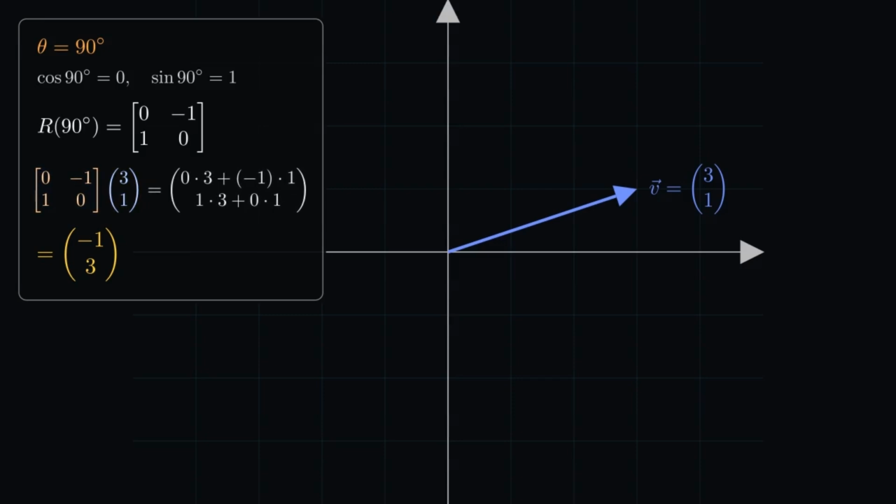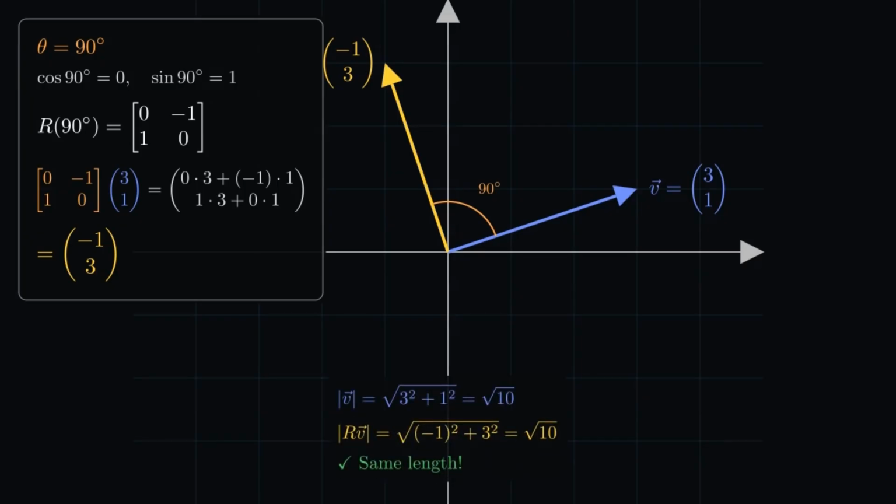Multiply the matrix by our vector. 0 times 3 plus negative 1 times 1 gives negative 1. 1 times 3 plus 0 times 1 gives 3. The result is (-1, 3). Watch the geometry. The vector swings exactly 90 degrees counterclockwise. Its length stays the same, only its direction changes. That is the hallmark of a rotation. We can verify. The original length is the square root of 3 squared plus 1 squared, which is root 10. The rotated vector, the square root of negative 1 squared plus 3 squared, is also root 10.